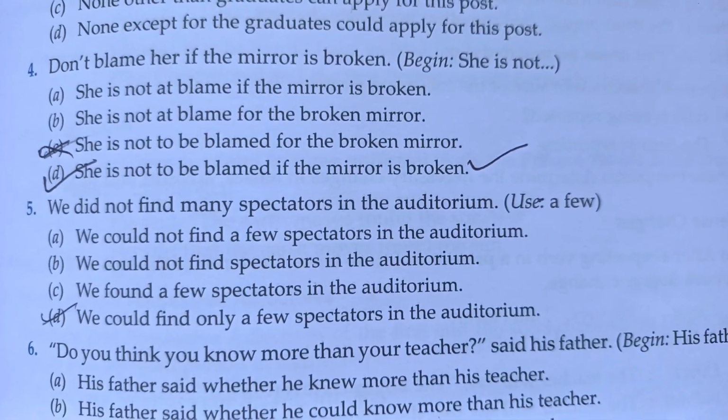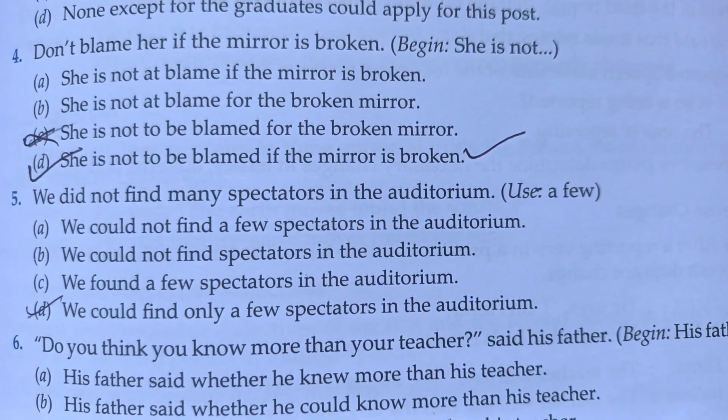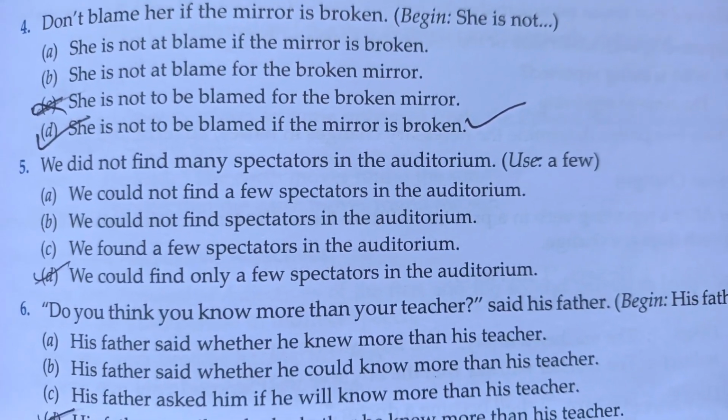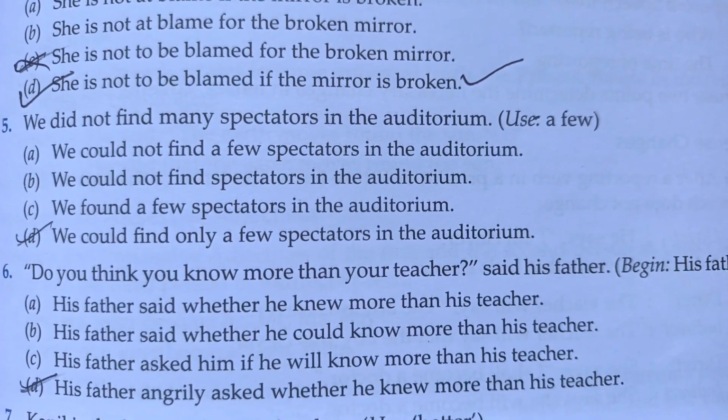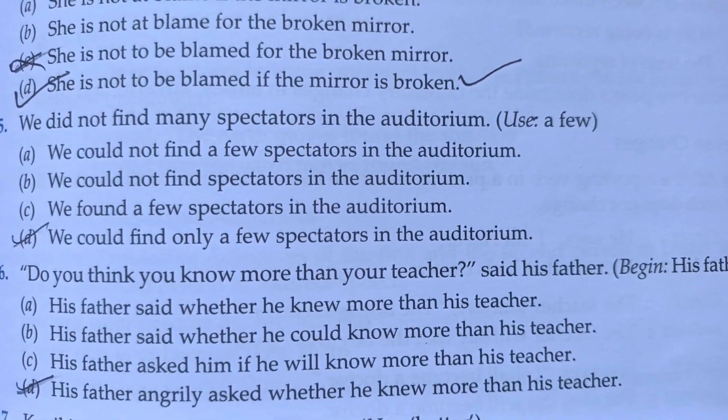Number 5, we did not find many spectators in the auditorium. So here option D is correct. We could find a few spectators in the auditorium.